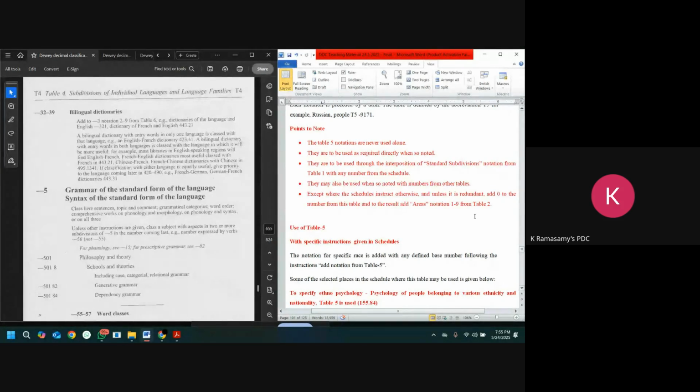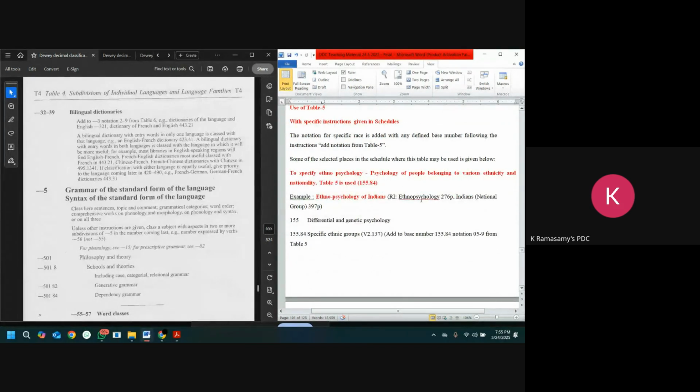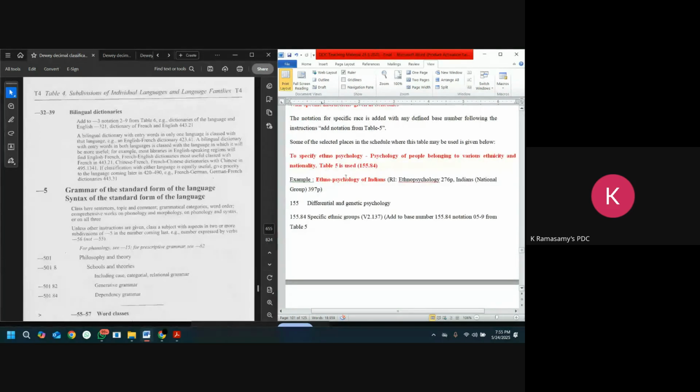I'll show you both. There are a good number of places in the schedules where instruction is available to add table 5. One example I'll show you: ethno-psychology. That means psychology of people belonging to different countries. Psychology of Indians, psychology of Sri Lankans, psychology of Burmese, psychology of Americans, psychology of Chinese. This way you can construct a number.